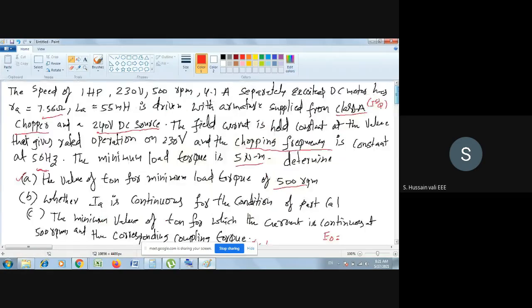This is the voltage we have given, the input to the motor, and this is the armature current. So rated values we have given. So we will do one thing. We will find out at rated values what the back EMF will be.